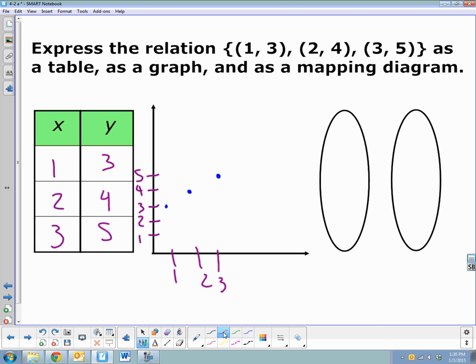And I'm going to make my mapping. 1, 2, 3. 3, 4, 5. And connect the dots. Or excuse me, not connect the dots, sorry. Draw arrows. 1 goes to 3, 2 goes to 4, 3 goes to 5. Check your work, fix it if you need to. We're going to look at another example.